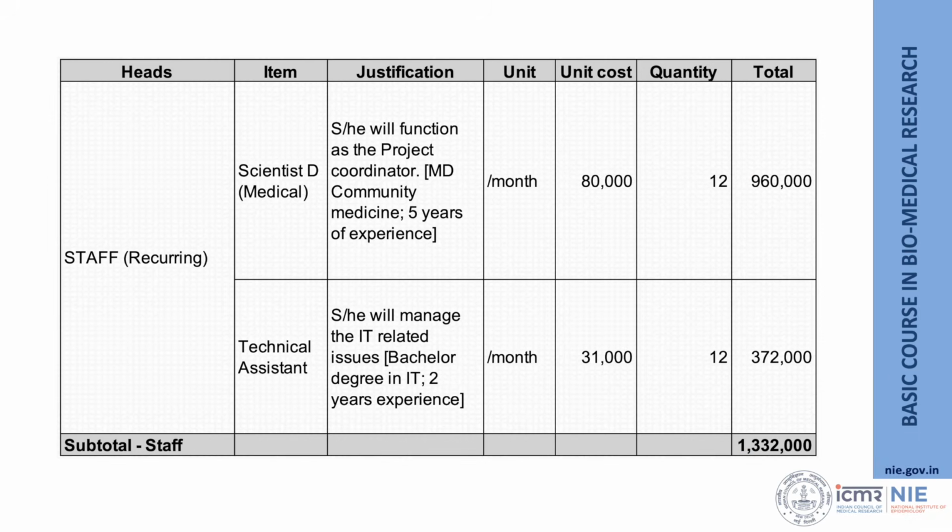Here, I have shown you an example of a staff budget. In this staff budget, there are two members, scientist D and technical assistant. In the next column, I have given the justification for the staff member, the degree the staff member must have, and the number of years of experience that staff member must have. I have put the monthly salary under unit cost and the number of months that that person is required, and then the final cost.